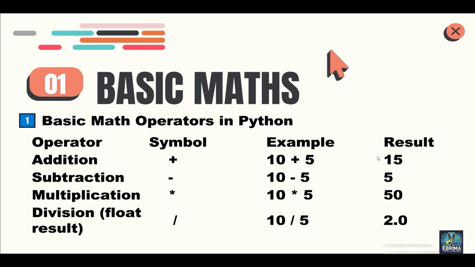So 10 plus 5, 15. Subtraction, we have to use the minus symbol. That is 10 minus 5 is 5. When it comes to multiplication, we have to use the asterisk. So 10 times 5 is 50. When it comes to division, we have to use the forward slash. So 10 divided by 5, we're going to get a float result. Floats are numbers with a decimal.